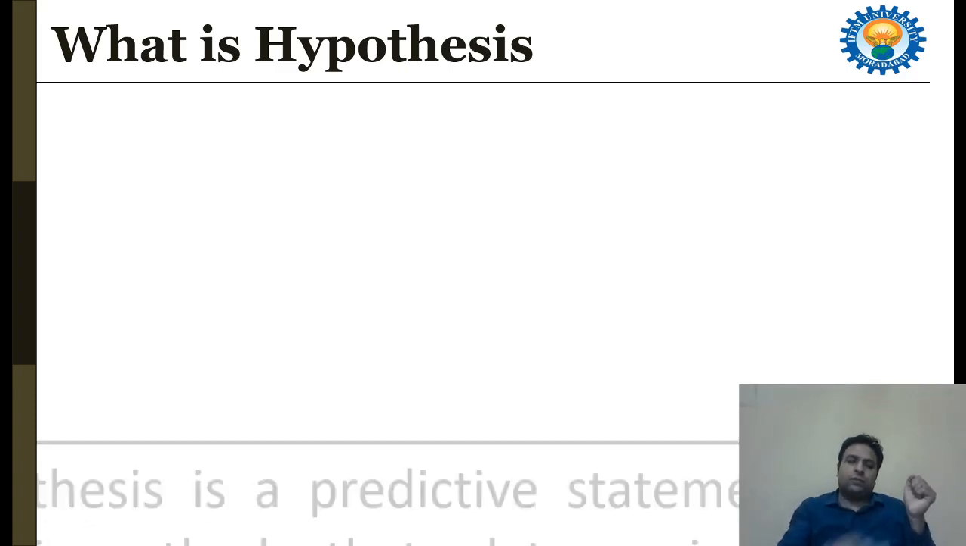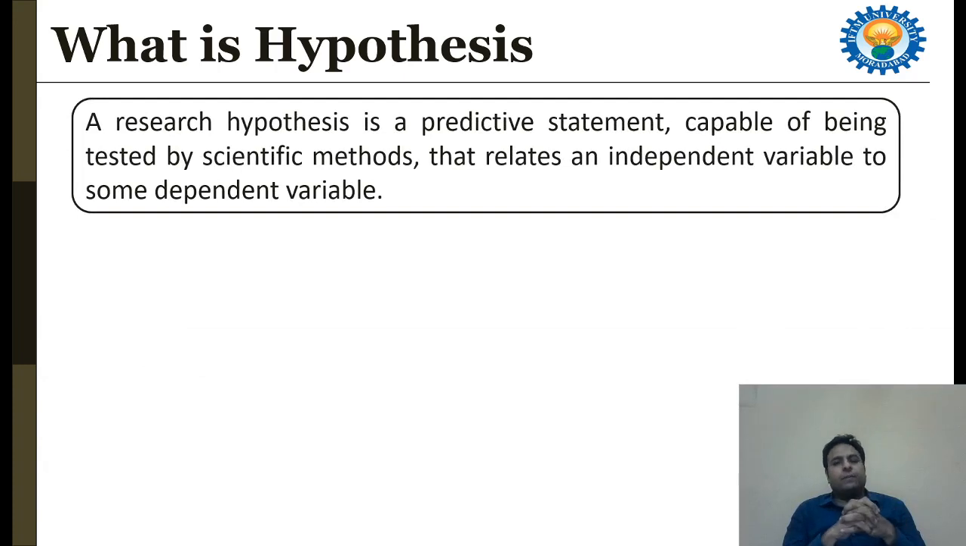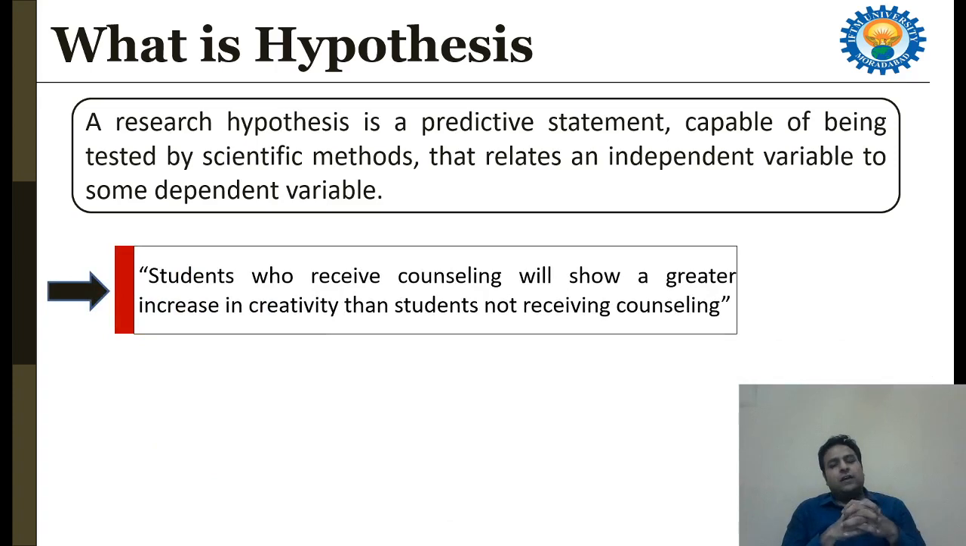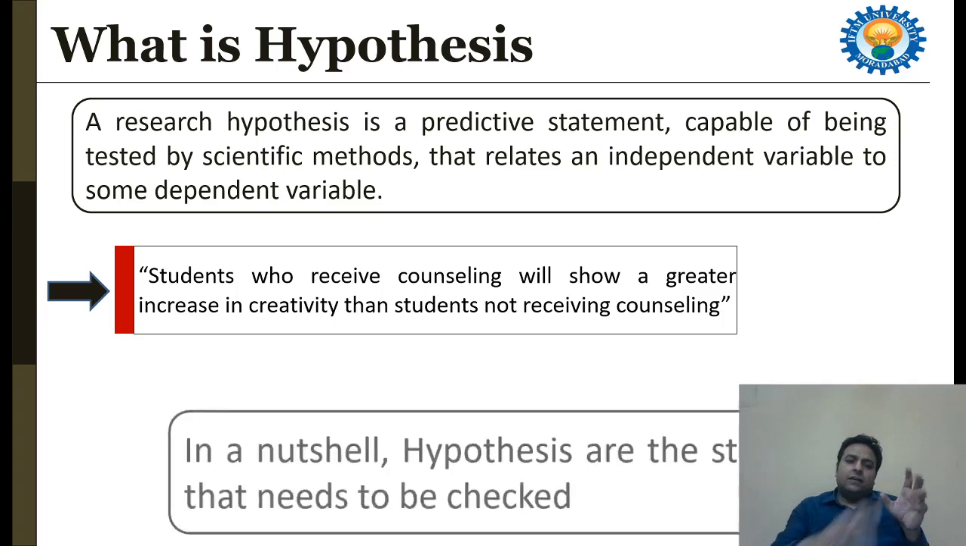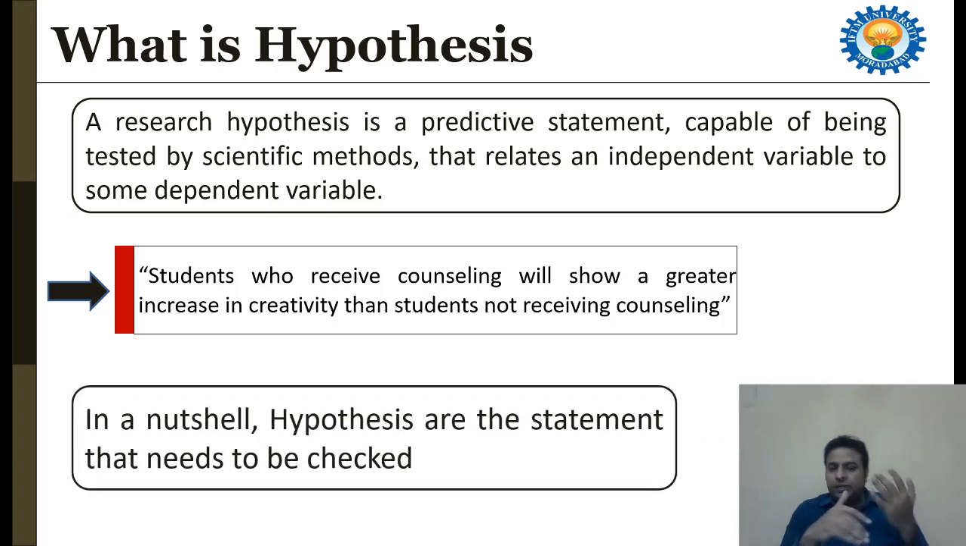So, what is a research hypothesis? A research hypothesis is a predictive statement capable of being tested by scientific methods that relates an independent variable to some dependent variable. For example, students who receive counseling will show a greater increase in creativity than students not receiving counseling. So, we can prove this statement with the help of hypothesis testing. We can say that hypothesis states what we are looking for, and it's a proposition which can be put to a test to determine its validity. In a nutshell, hypotheses are the statements that need to be checked.